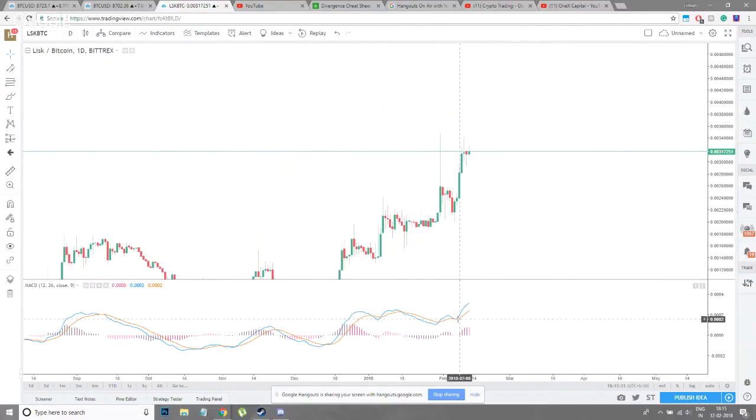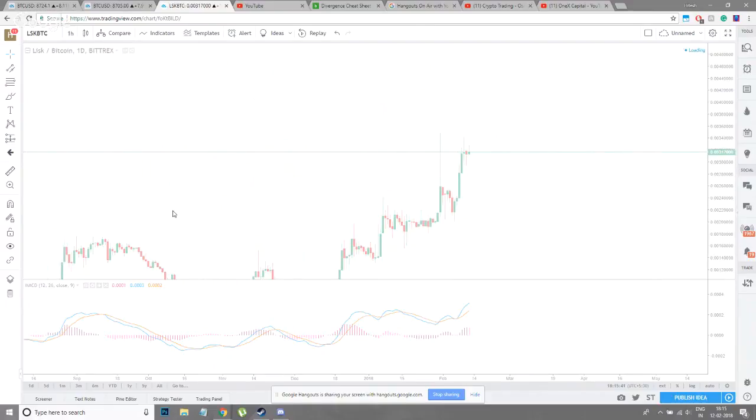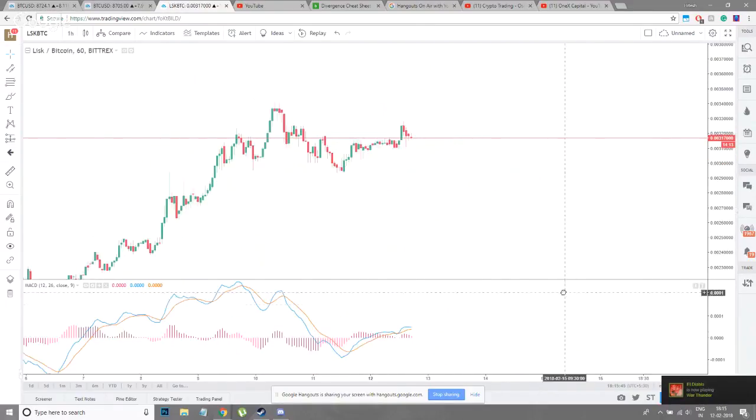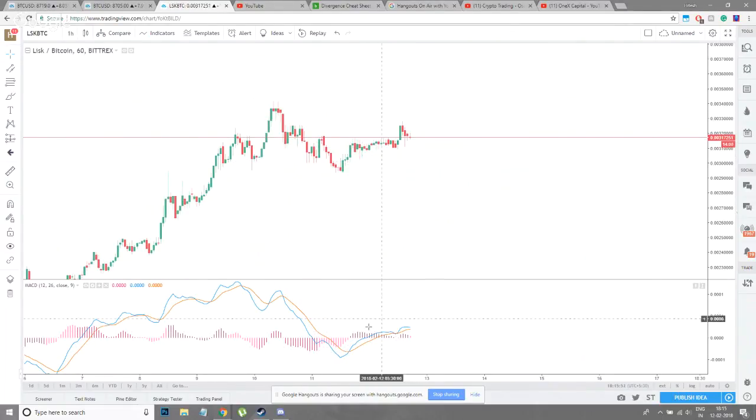You had a long entry right here. Perhaps there's something on the lower time frames, I'm not sure. You had a long, open long here, close here. That's not exactly a profitable trade. Somewhere at this level, you'd be opening a long and exiting here maybe.